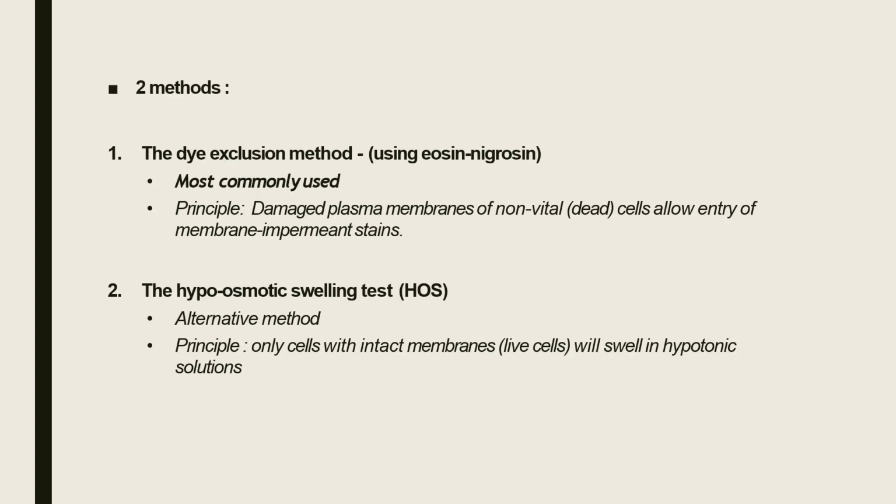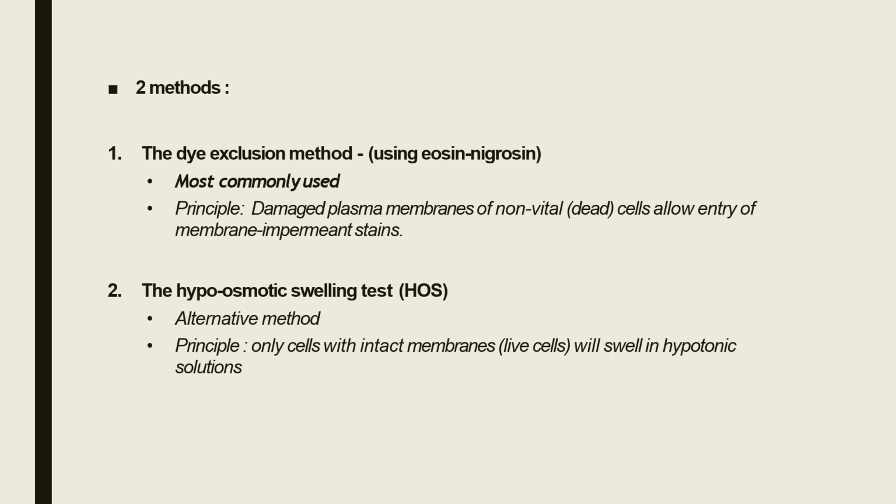There are two methods being used for determination of vitality. The first one is the most appropriate and used mostly to observe the vitality. That is dye exclusion method. So we use two dyes, eosin and nigrosin. Eosin is pinkish dye, and nigrosin is black. It gives background a dark color, and we can use only eosin in order to determine vitality.